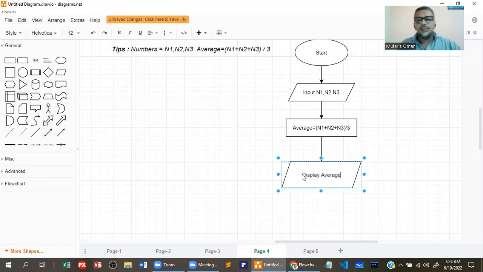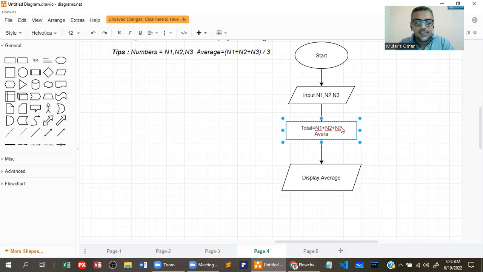Now, yes, you can divide this if you want. You can find the total here. You can say total equals N1 plus N2 plus N3, right? Then again, you can say average is equal to total divided by, this way also you can do. If you want, this way you can include two steps. But that is not necessary. But if you want, you can include two steps, right?